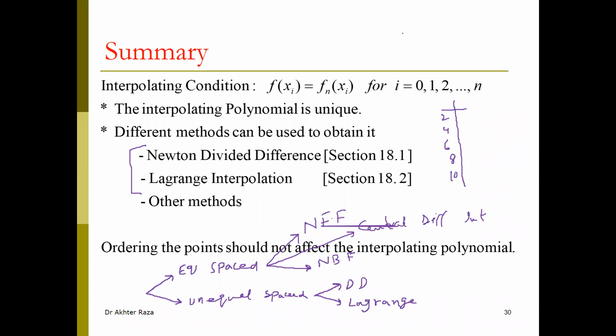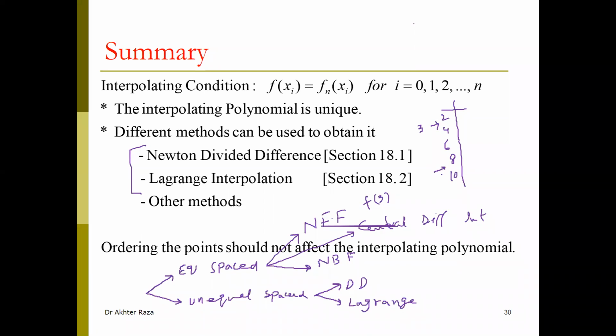Suppose I am interested to find out F3, because 3 is not there. If I am giving you 3, against 3 you have to find out the y, or the missing entry. So this can be done by the forward. Forward means initially in the table the missing number is there.